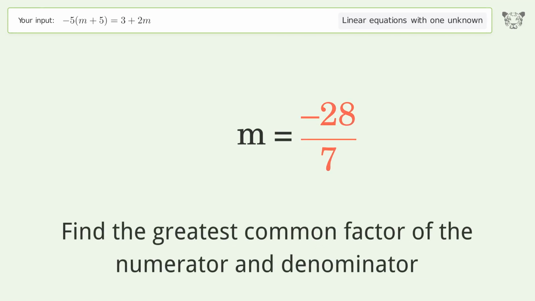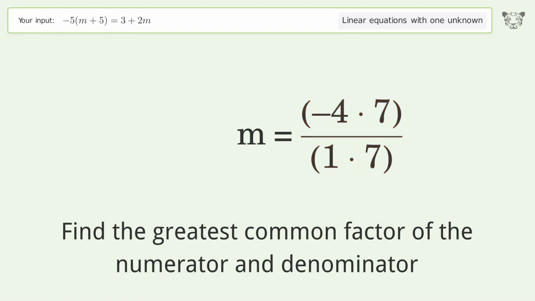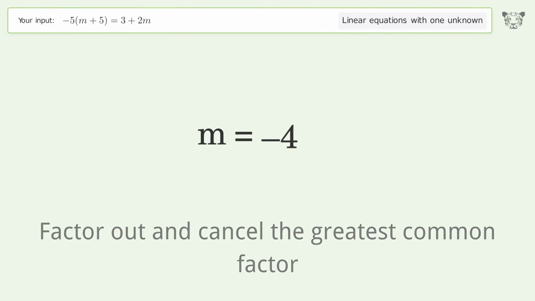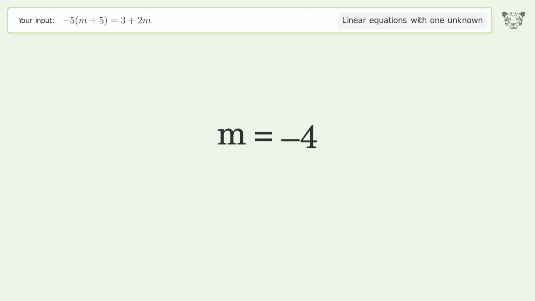Find the greatest common factor of the numerator and denominator. Factor out and cancel the greatest common factor. And so the final result is m equals -4.